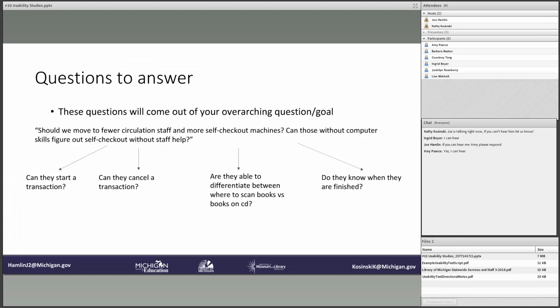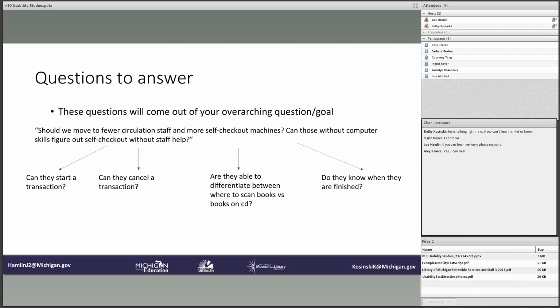Or maybe it's even something like, should we move to fewer circ staff, have them move and do more things in the back of house rather than front service, and instead have more self-checkout machines? Can those in a specific area, maybe for this one, those without computer skills, those with little digital literacy, can they figure it out without staff help if the staff aren't present?